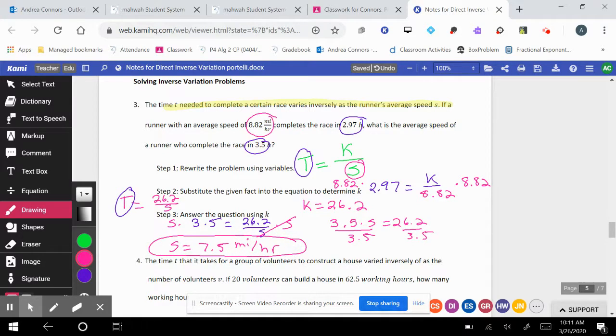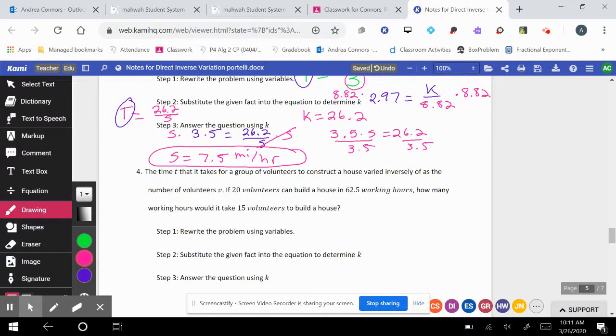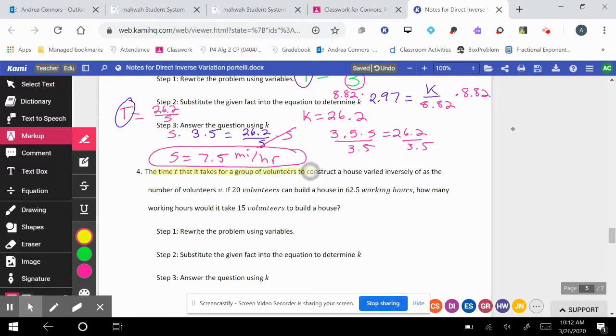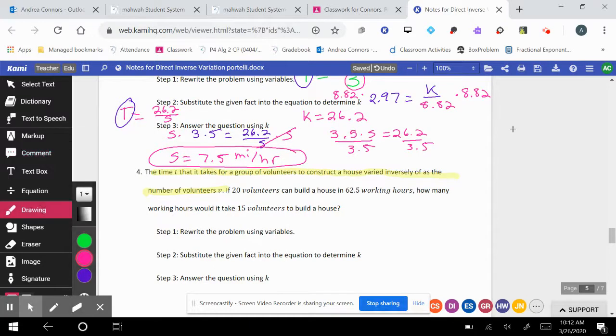Okay. So again, it's the same situation that we just did, so I'm going to do the next one as well. Again, you read left to right. The time it takes for a group of volunteers to construct a house varies inversely as the number of volunteers. So same thing: T equals K divided by V. So 20 volunteers, I'm plugging in 20 for V, and 6.25 is the time.